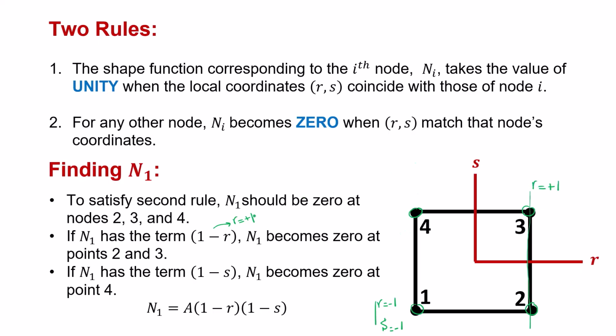And if we include the factor 1 minus s, or s equal to +1, then N1 will also become 0 at node 4 because this line is s equal to +1. So putting all these together, we can write N1 as this equation. It includes 1 minus r and 1 minus s, and we have a coefficient a. Here a is just a constant that we'll adjust later to make sure rule number 1 is satisfied, meaning N1 equals 1 at node 1.